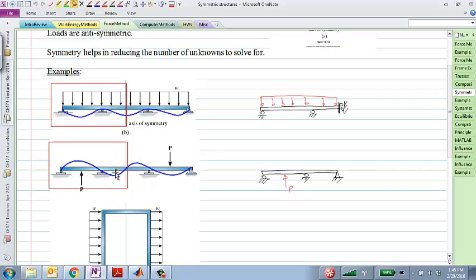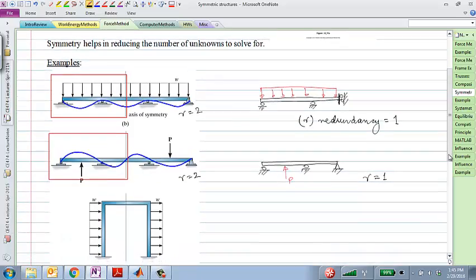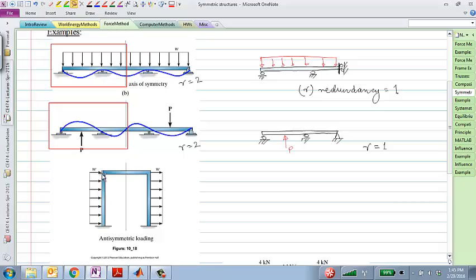Even for anti-symmetric structures, you can take advantage of anti-symmetry and solve a slightly different problem, which again, what is the degree of redundancy here? So redundancy is 1, and redundancy here is 2. Redundancy here is 2. Redundancy here is 1. And of course, solving a system with redundancy 1 is easier than solving a system with redundancy 2, as I just showed.